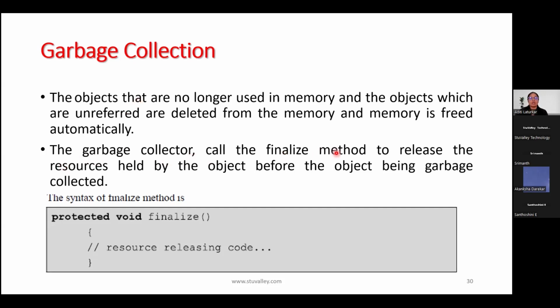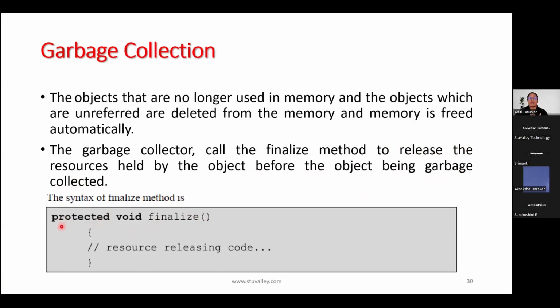The garbage collector calls the finalize method to release the resources held by the object before the object is garbage collected. Okay. That means if any resource like any file reference, database connections are held by that object, those need to be closed first, those need to be released. That is why the garbage collector finalize method को call करता है before garbage is collected.